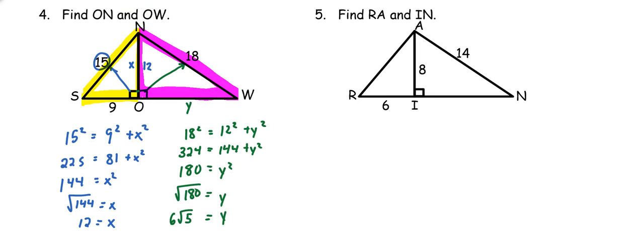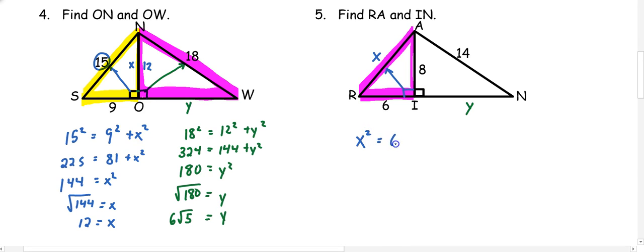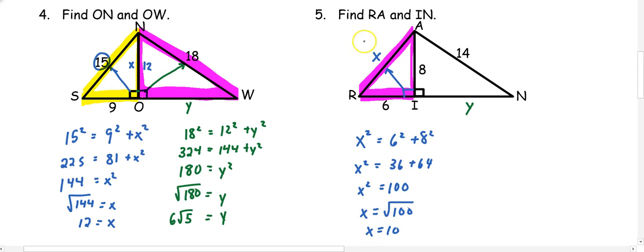Number five, find RA and IN. So in this case, both triangles have two sides, so it doesn't matter which triangle we start with. I'm still going to start with the one on the left. To solve for x, we have a right angle there, so x is our hypotenuse. x squared equals 6 squared plus 8 squared. So we get x squared equals 36 plus 64. x squared equals 100, which means that x is the square root of 100, which is 10.